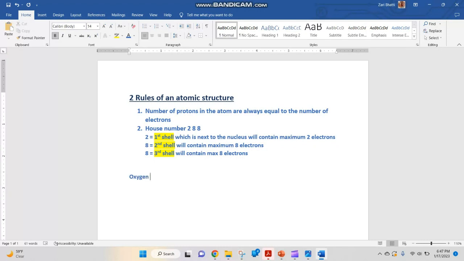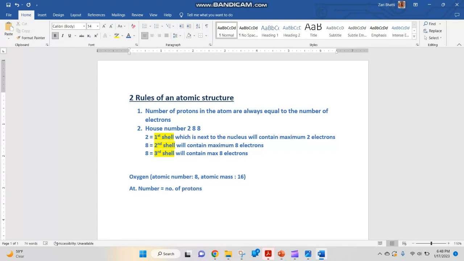Now to practice how to draw the structure of an atom, let's look at the structure of oxygen. If you look at the periodic table, you will see 2 numbers written on top of these elements. And if you look at the atomic number of the atom, it is 8, and atomic mass of the atom is 16. As we already know, the atomic number of the atom is equal to the number of protons in the atom.